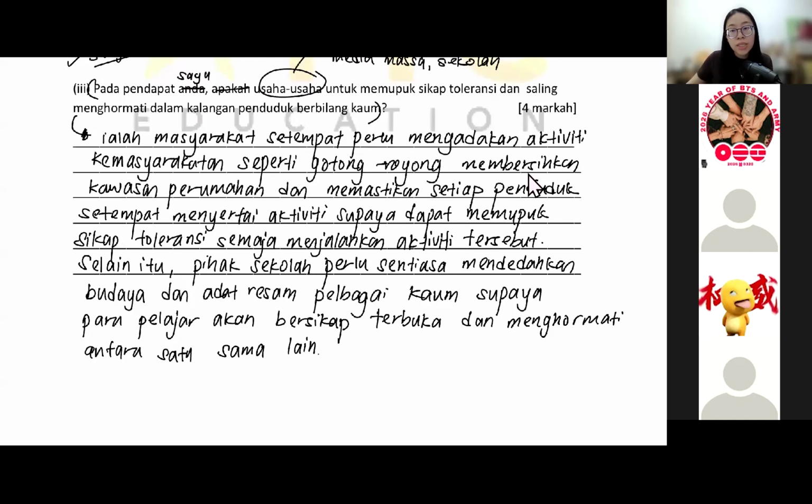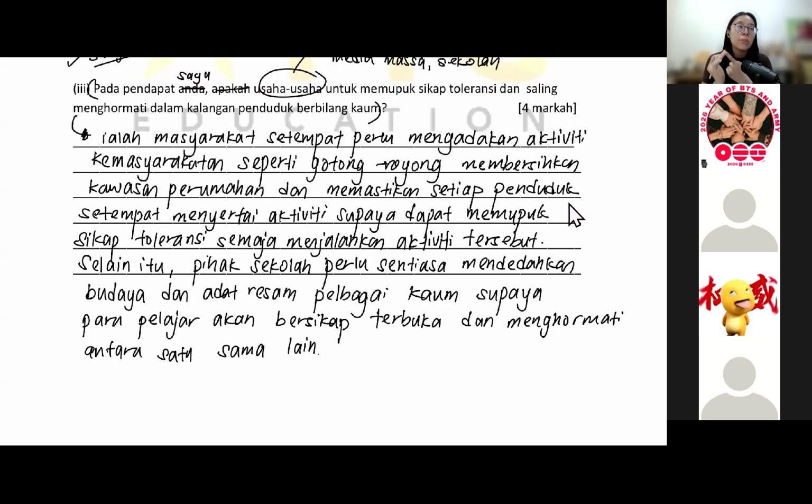Other than this, 4 marks at least, I need one more answer. So other than like the community, they need to have the activity gotong royong, and also the school needs to expose those cultures and also the adat resam for all kinds of race for students, so they'll be more open-minded and respect each other. Okay, other than this, who else can do something?